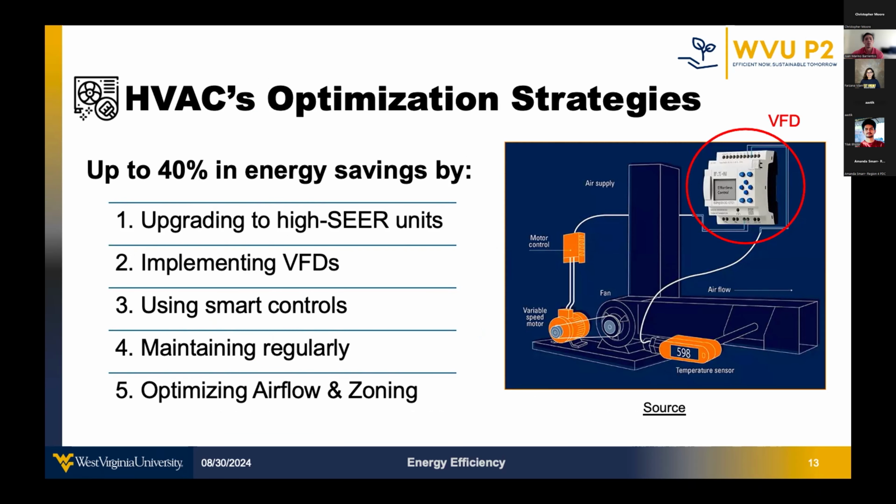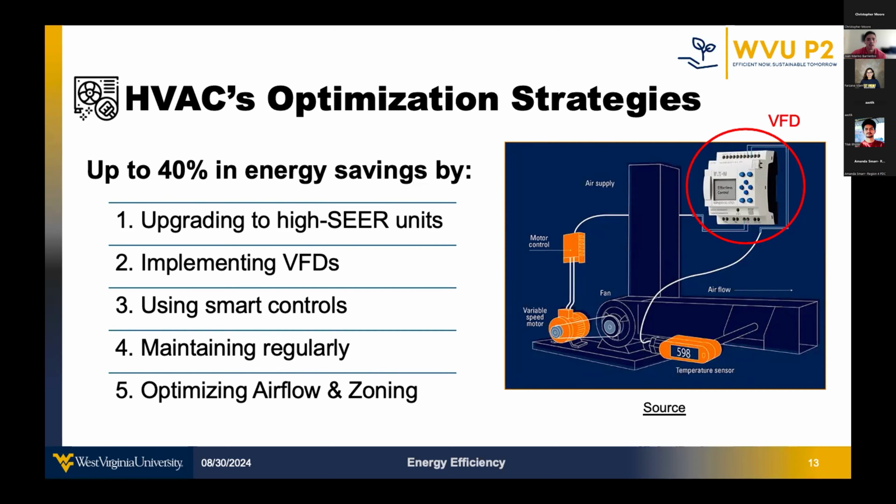About 40% can be achieved in energy savings by implementing these strategies. So first, if you switch your current HVAC unit to a higher SEER unit, this will improve the cooling efficiency. Like I said in the last slide, a higher SEER rating means these units use less energy to achieve the same cooling effect, which can lead to substantial savings on energy bills.